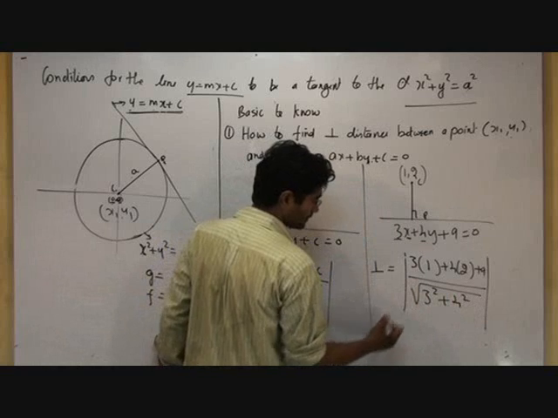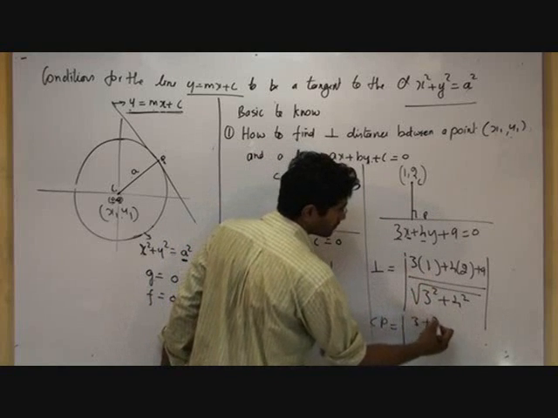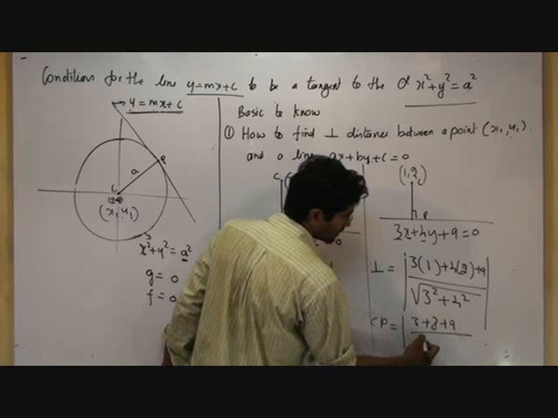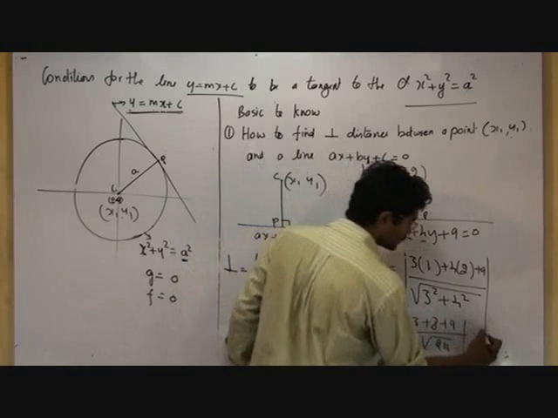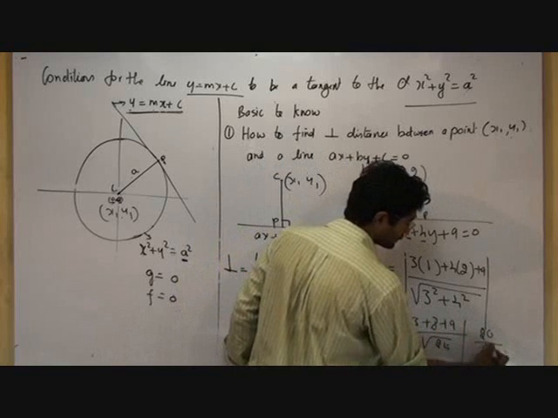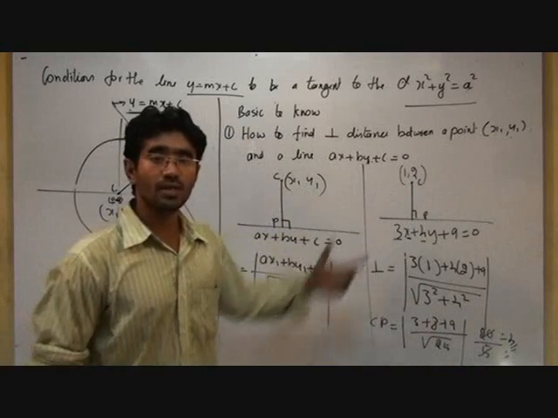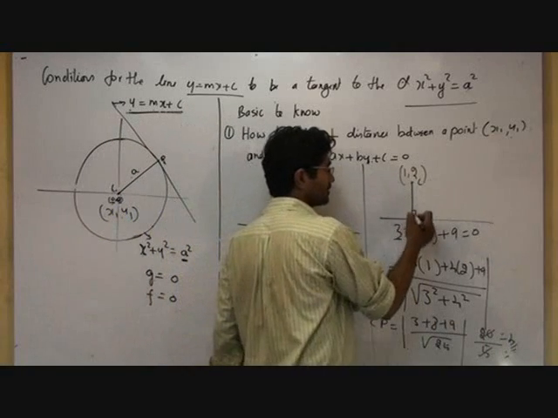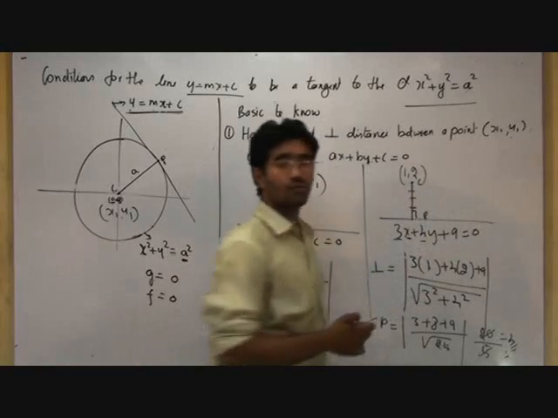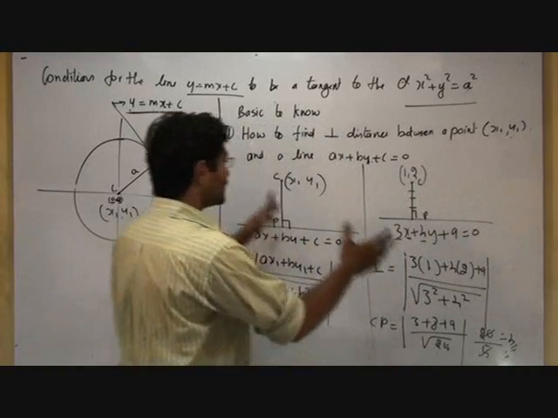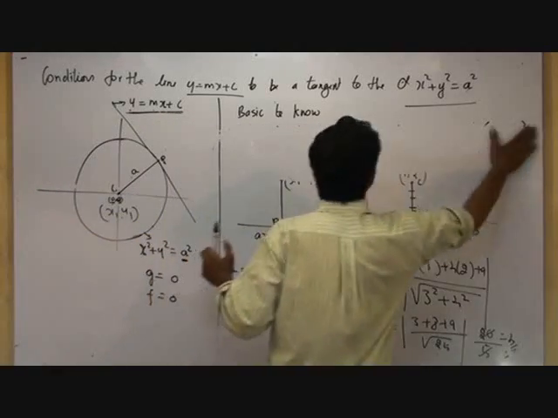So what do you get here? CP is equal to 3 plus 8 plus 9 divided by square root of 25. That gives you 20 by 5, that is equal to 4. So what is this 4? This 4 is nothing but the length of the line CP. Let us say it is 1, 2, 3 and 4. This length is equal to 4. Now, how do I use this information to derive it? Let's go back to this.